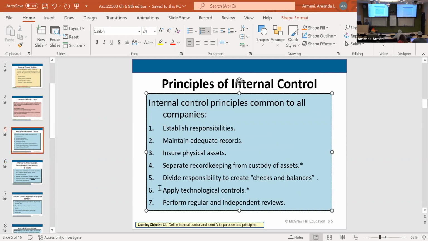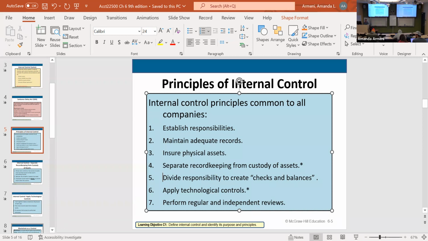That was number 4. Number 5, divide up responsibilities to create checks and balances. That kind of plays along with number 4, separating the custody of the assets from the actual record keeping, the accounting of those assets. We want to make sure that there is a system where things need to be authorized, where there's supervision involved, so that you create checks and balances within the organization so that not one person has the power to commit that type of fraud. So we set up a system, dividing up responsibilities to create those checks and balances.